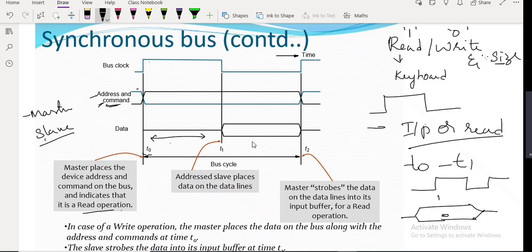Now you can ask how they have fixed the time, that is t0 to t2. It indicates one read operation. So how do they decide how much time is required for a read operation? The time is obtained this way because, as I told you, it uses a common clock. So whichever device is working at the slowest speed, maybe the printer works faster and the keyboard works slower, whichever device connected to the bus has the slowest speed, accordingly the time interval is set.